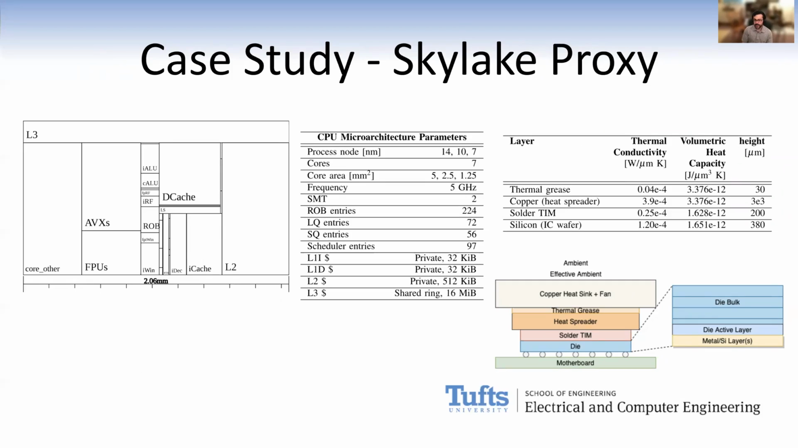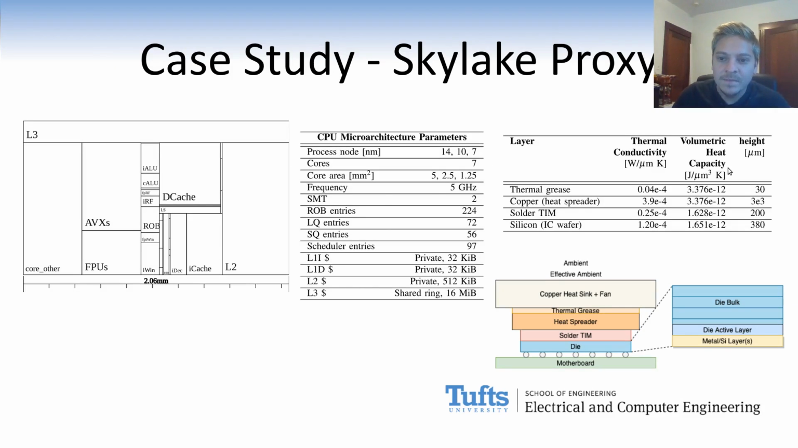Some key things to point out, we looked at 14 nanometer, 10 nanometer, and 7 nanometer process nodes, and we also ran the processor at turbo boost, a 5 gigahertz frequency. Now my colleague Dave will discuss some of the results and some of the conclusions we derived from them.